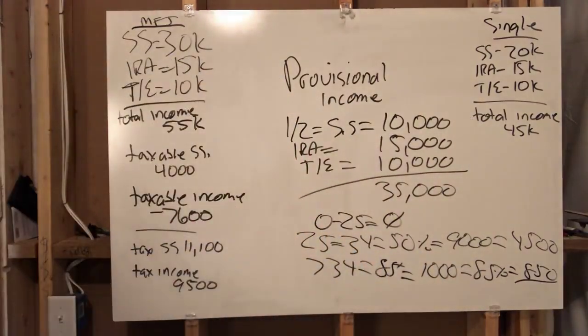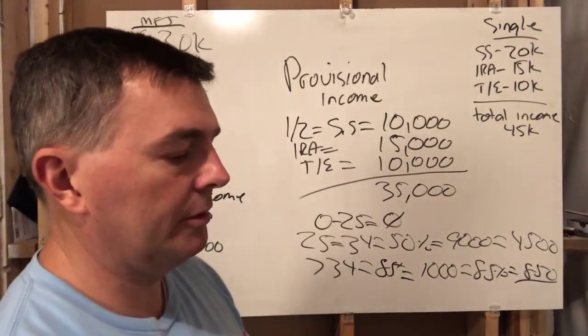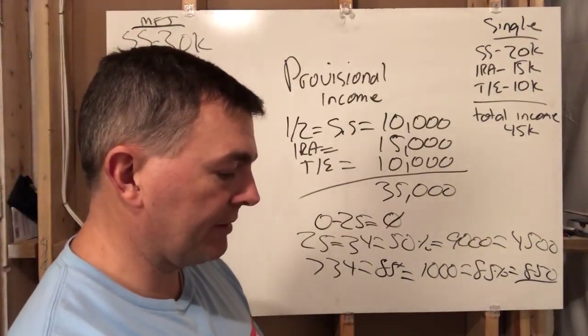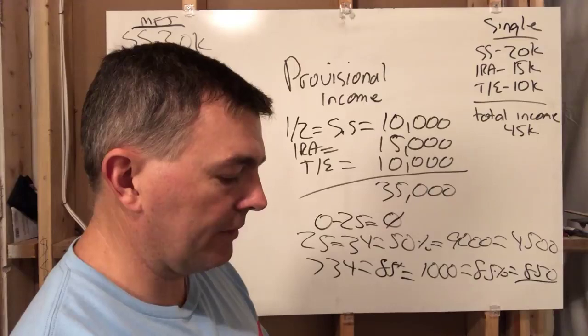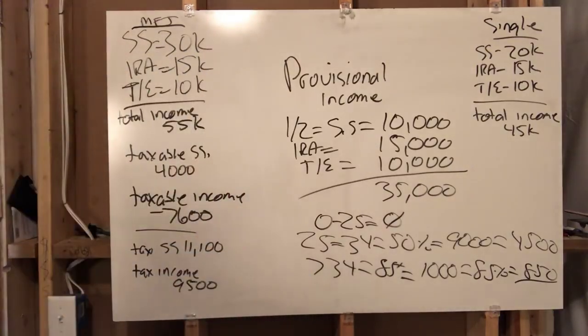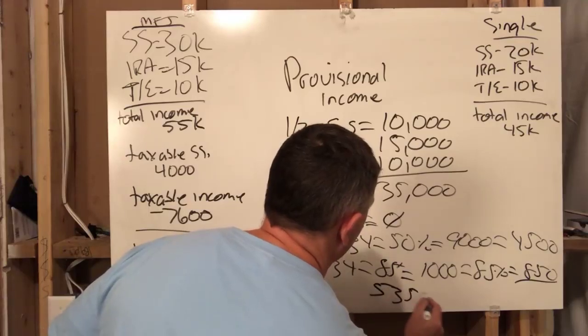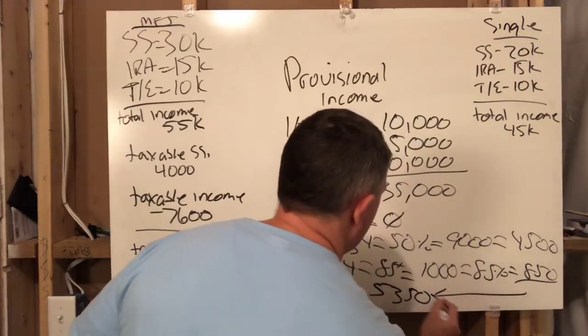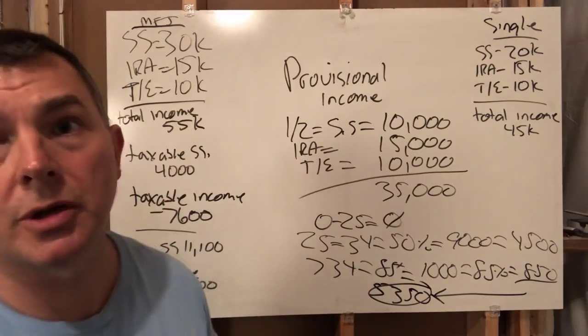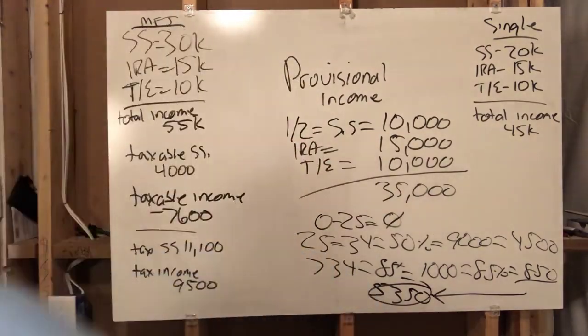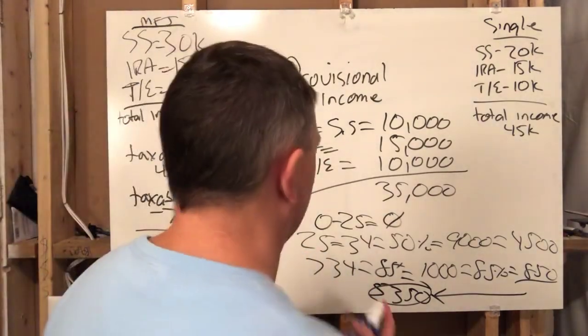Let's take a look at my trusty calculator. And I take my little TI, and I say $4,500 plus $850. $5,350, my friends, is subject to taxation. That's how much of our Social Security is subject to taxation. 5,350. So let's go ahead and erase all this.